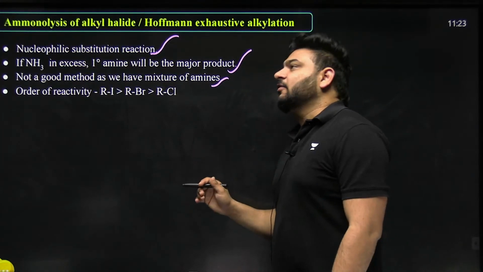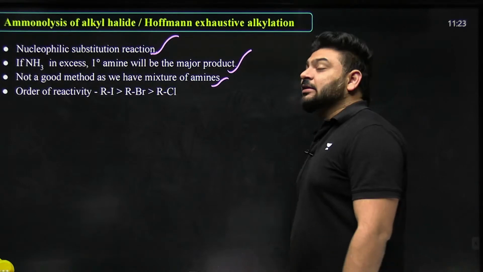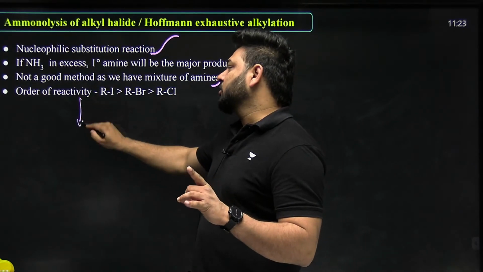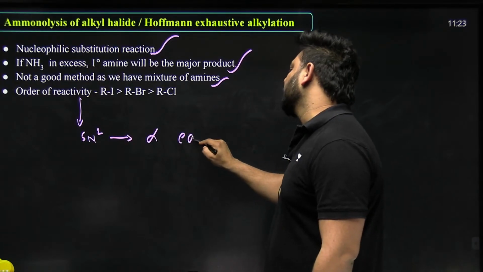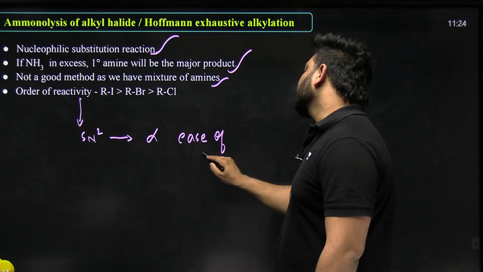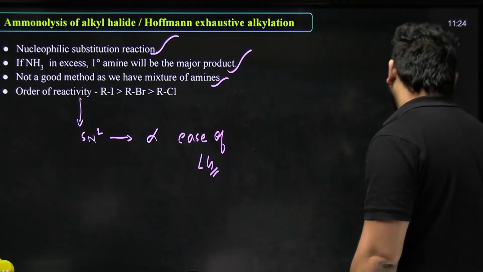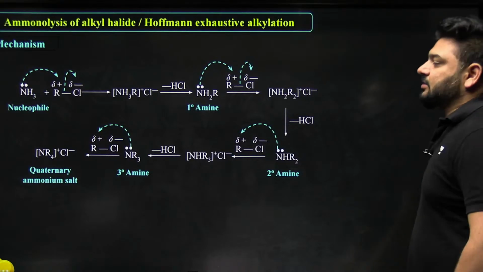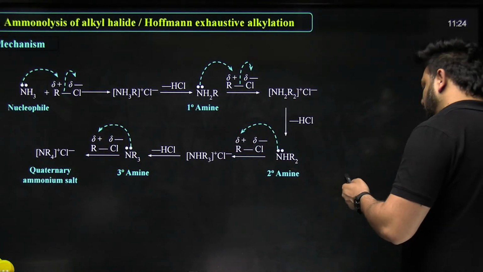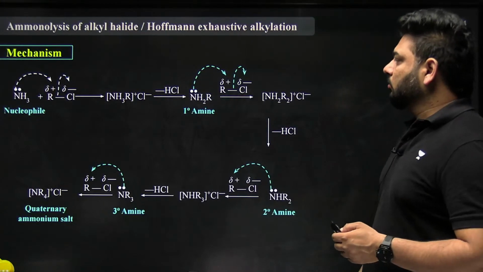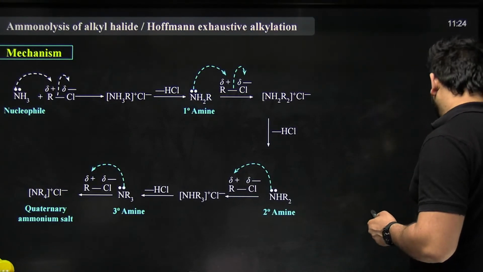The order of reactivity: this is an SN2 reaction. So preferably this will be directly proportional to the ease of leaving group or the stability of the leaving group. The stability is I minus, Br minus, and then least stable is Cl minus. The mechanism I have already told you. Let us move forward.